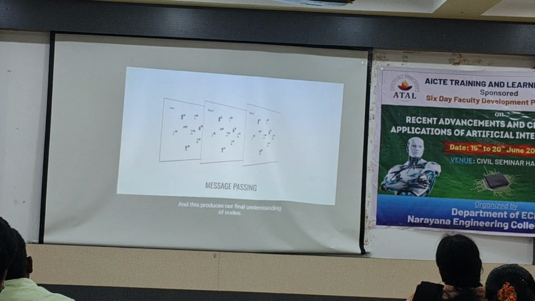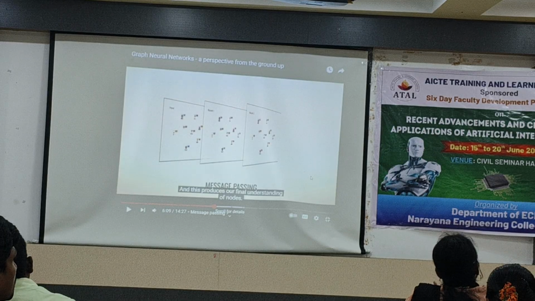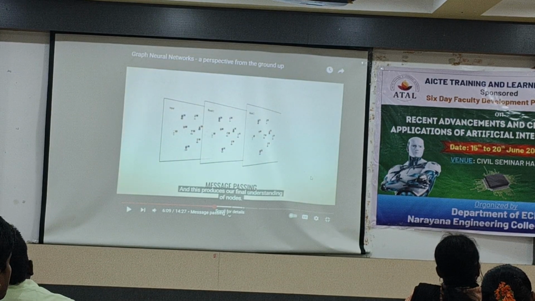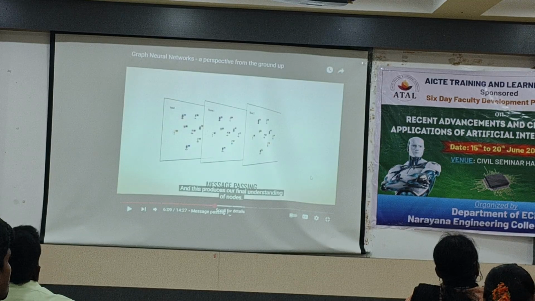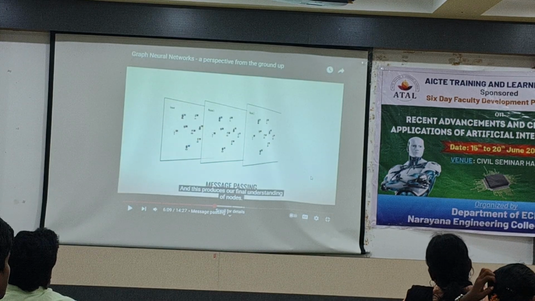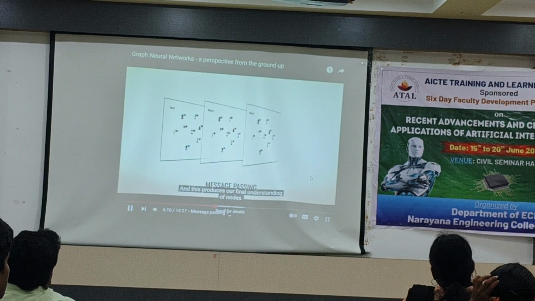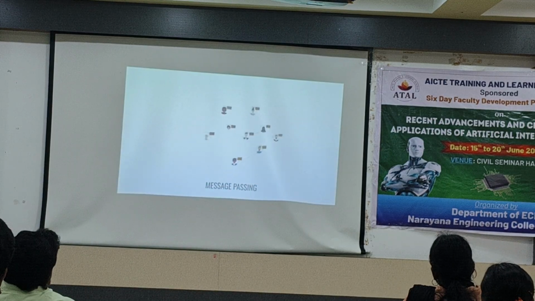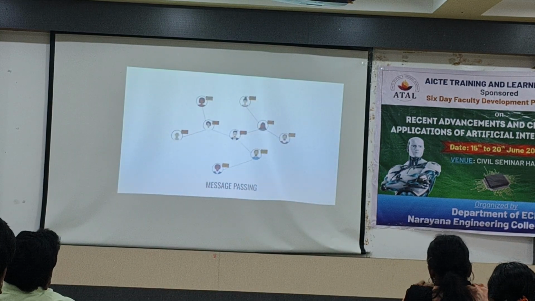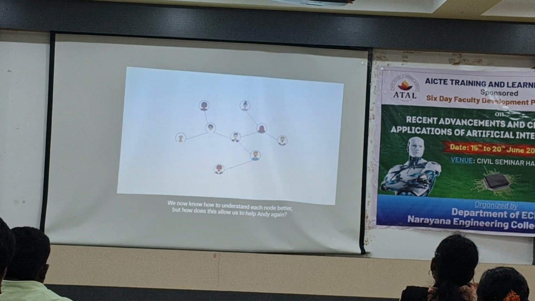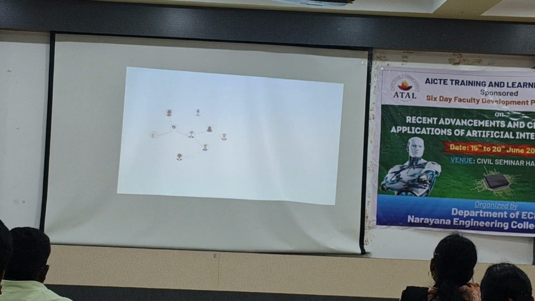And as I told you, there are different layers. Like in one layer it will train, and after that the output comes to the other layer. So every layer has its own actual function. It will train the model based on that particular function and get the result from it. This produces a final understanding of nodes. So we now know how to understand each node better. But how does this allow us to help Andy again?